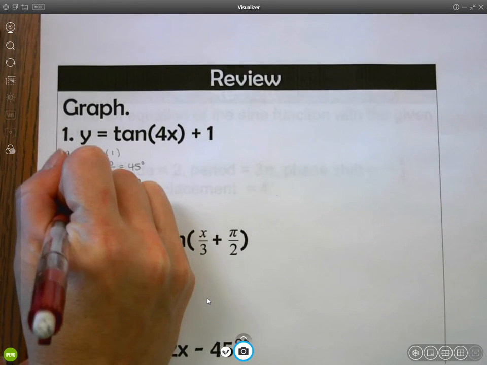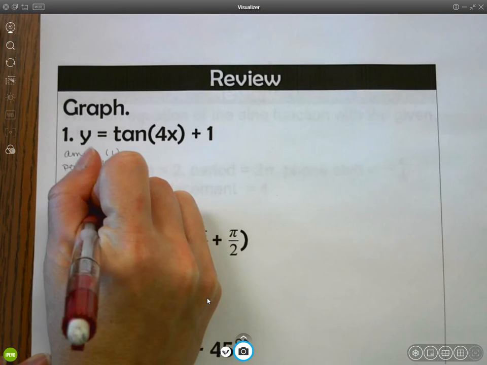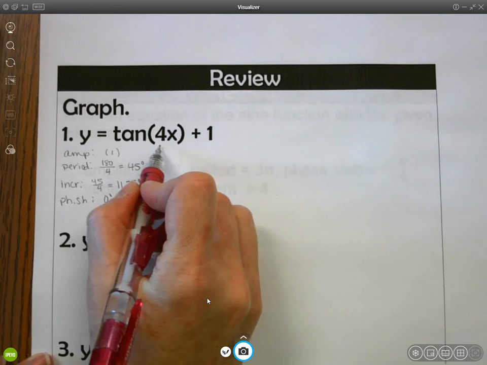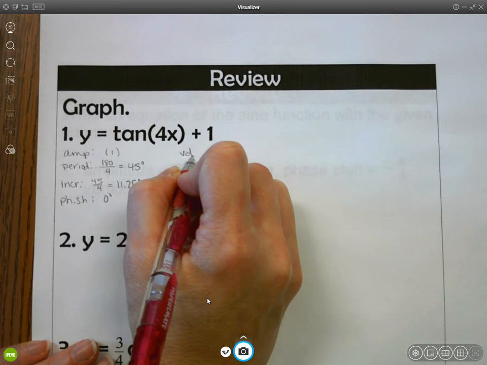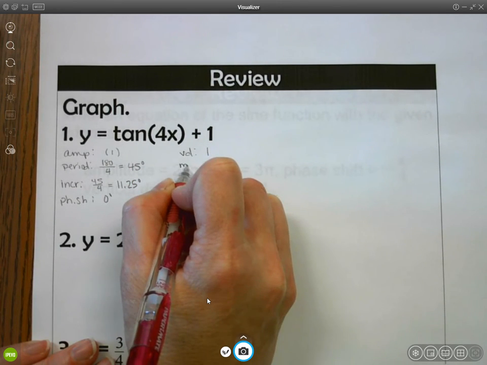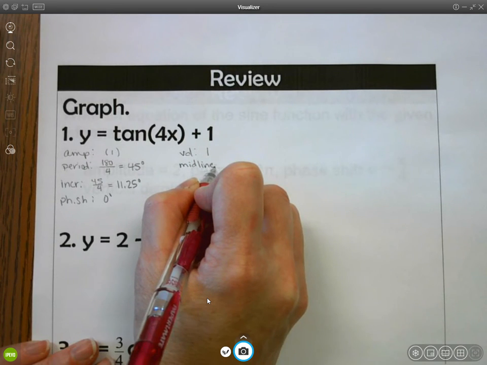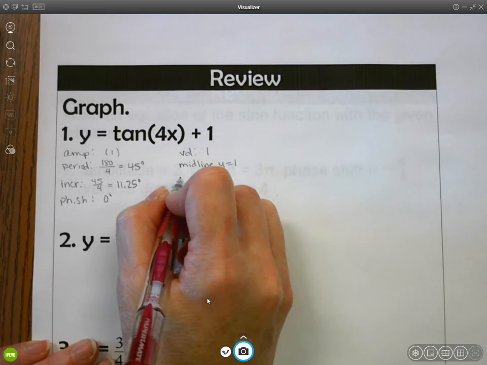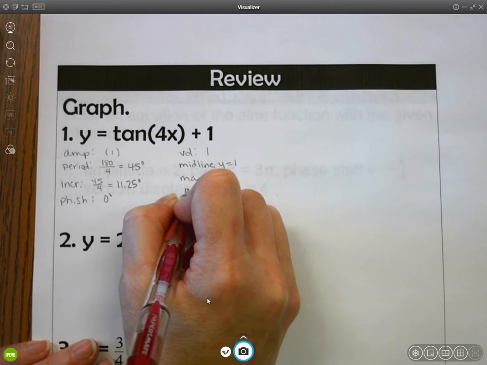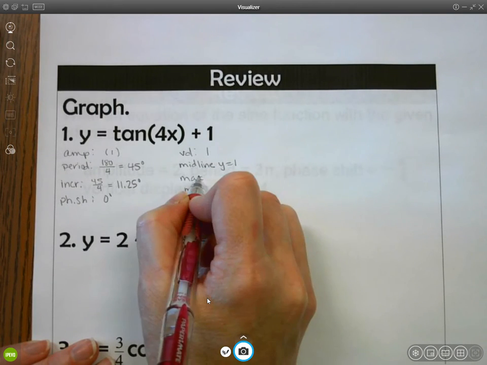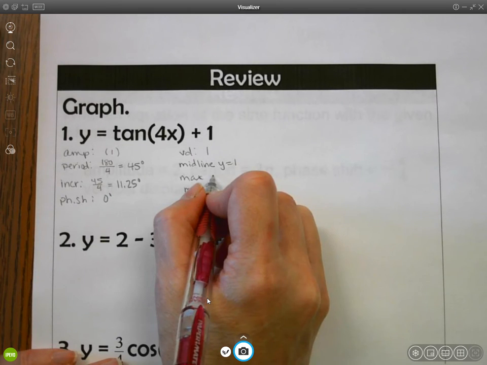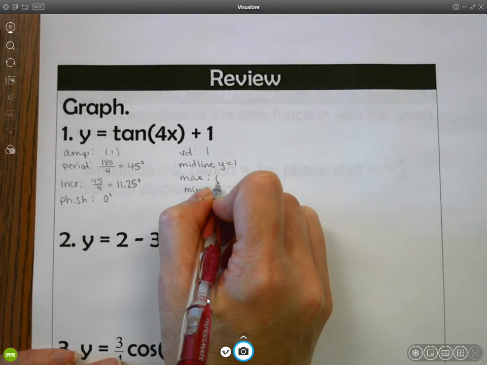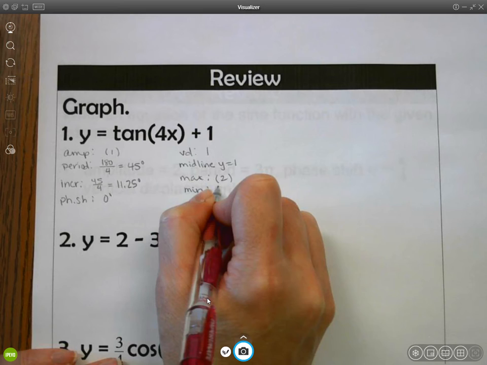And then my phase shift is 0 because there's no plus or minus inside those parentheses. My vertical displacement is 1, which means our midline is going to be y equals 1. There's not really a max or a min for a tangent, but we still use that idea to get our vertical stretches down. So the max would be at 1 plus 1, so 2, and the min would be at 1 minus 1, so 0.